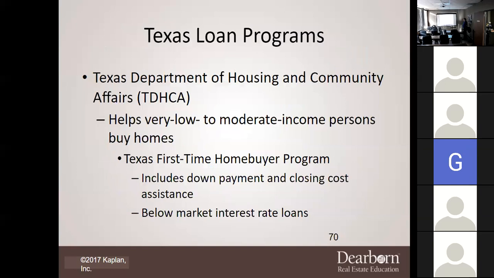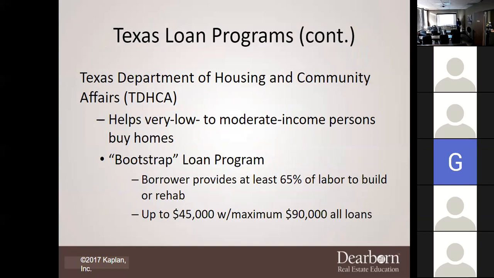There's also the Texas Department of Housing and Community Affairs. These individuals help very low to moderate income persons buy a home. This program is often the Texas First Time Home Buyer Program, and it includes down payment and closing cost assistance, below market interest rates as well. Okay. These again also help, like you said, the low and or very low and moderate income persons in regards to what's called the bootstrap loan program. It's where the borrower provides at least 65% of the labor to build a rehab, and it's up to $45,000 with a maximum of $90,000 on all loans.